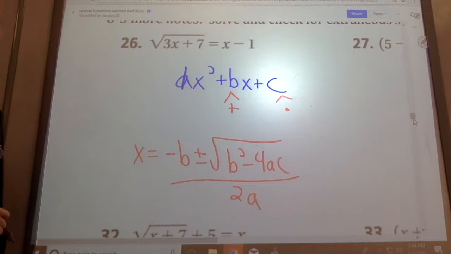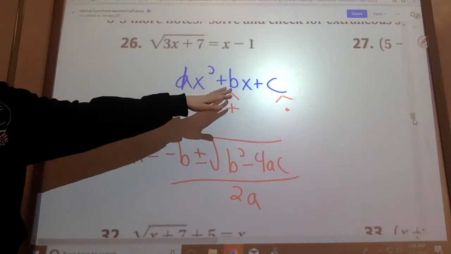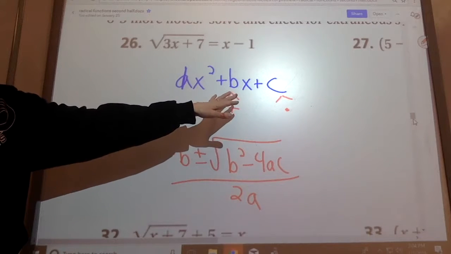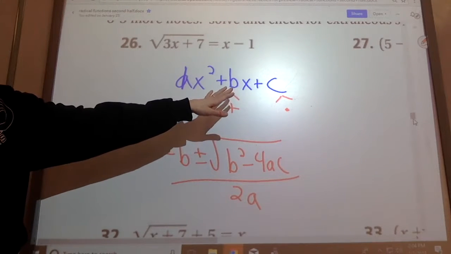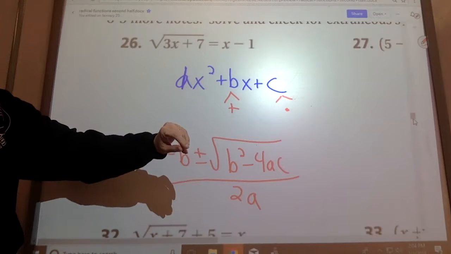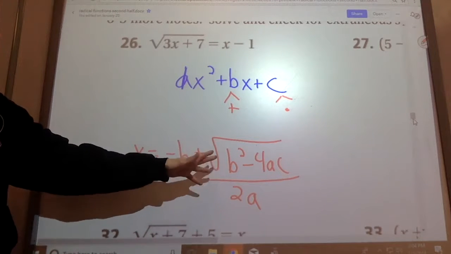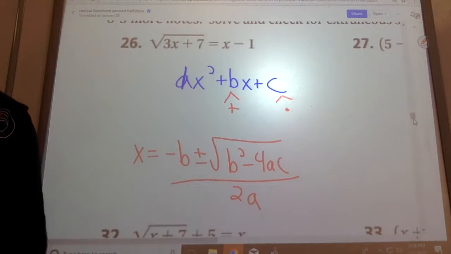Okay. So if you have a quadratic and you need to solve it, first step should be see if it's factorable, because most of them are going to be. Your book is nice to you and gives you problems that are factorable. If not, then the quadratic formula solves any quadratic.